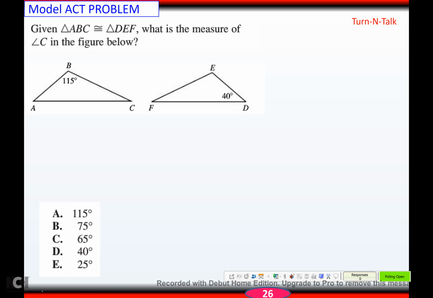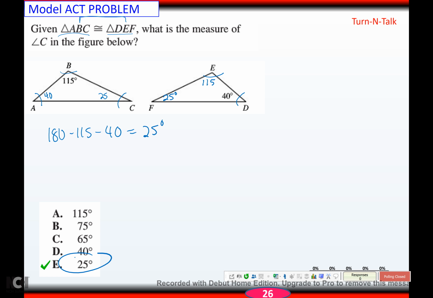Alright, try this one, hit pause, come back when you're ready. Alright. You're given that ABC is congruent to DEF, which means A is congruent to D. So since D is 40, A is 40. That means that B is congruent to E. So since B is 115, E is 115. And it wants to know what's the measure of angle C below. Well, that's the third angle in a triangle. So 180, take away 115, take away 40 is 25 degrees. So both C and F would be 25 degrees.